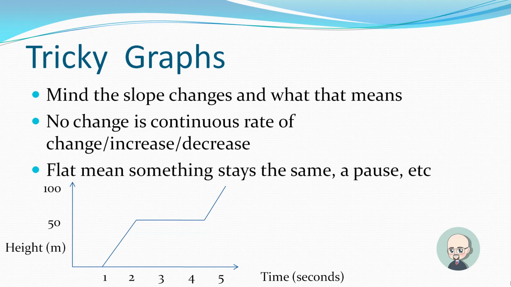So what that would mean is that's like in a car, if you were going in cruise control 50 miles per hour, the graph would be flat. If you were accelerating, the rate of change, the slope would be increasing. Okay, flat means something stays the same or a pause. So let's look at this graph down here. We have the height and time in seconds. So the height is increasing as time goes on, but then it goes flat.